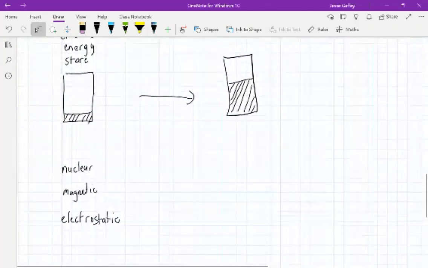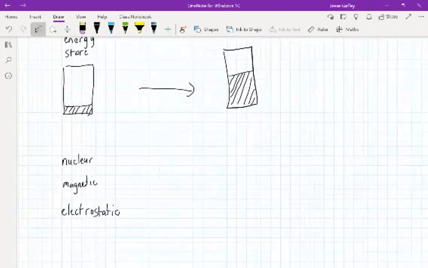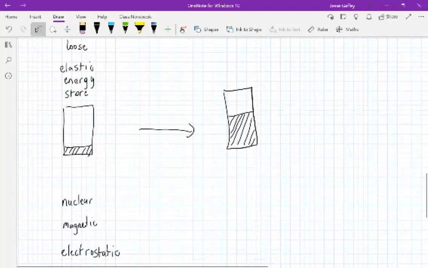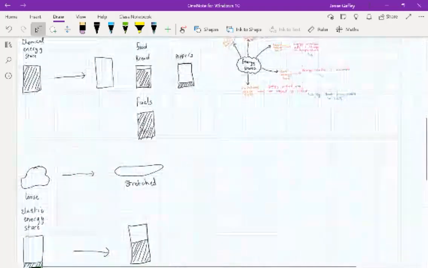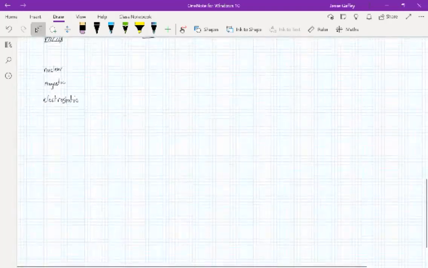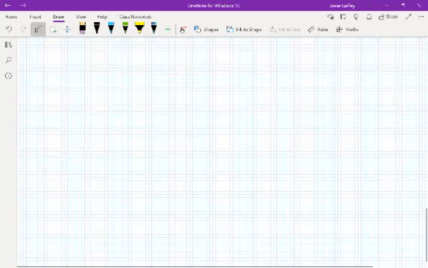Okay, so at this stage, I want you to pause the video and I want you to finish off your mind map. I want you to add the other, especially these two here. I want you to add these two, the chemical energy store and the elastic energy store. I want you to add those to the mind map now. So pause the video and add them to your mind map.